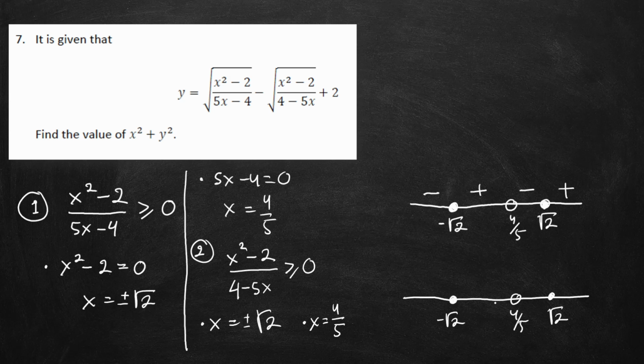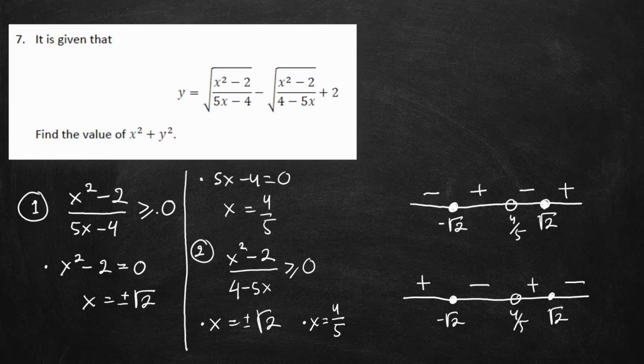Now how about the second one? The second one, same thing. I will choose x equals to 0. Why do I choose x equals to 0? Because that's the easiest one for us to check. If x equals to 0, then same thing, this one will be minus 2, but the denominator will be 4. So minus 2 divided by 4 is negative. So the area here will be negative. Positive, positive, negative.